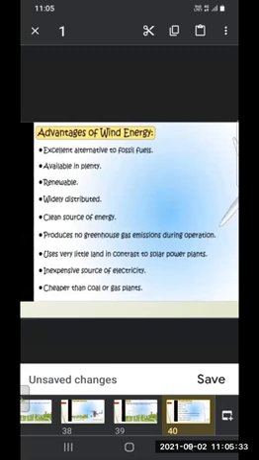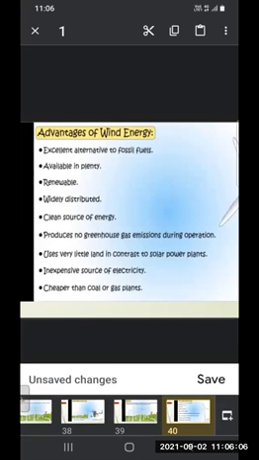Available in plenty. Okay, wind is available in plenty, renewable, widely distributed, a clean source of energy. There is no pollution in it. It is a clean source, and electricity generated from wind energy is truly eco-friendly. Produces no greenhouse gas emissions during operations. Greenhouse gas emissions do not happen.